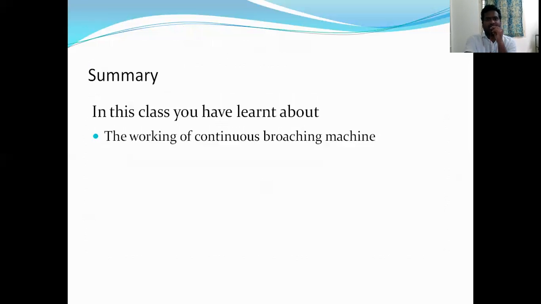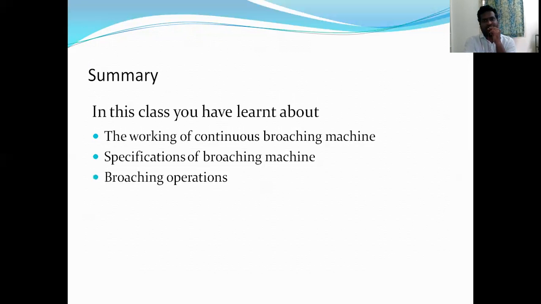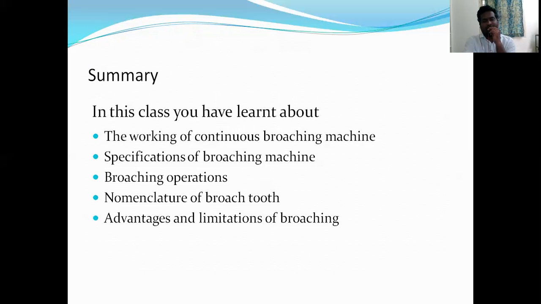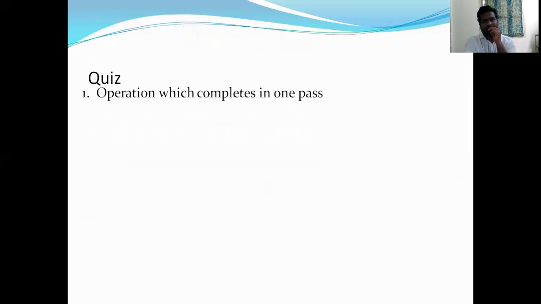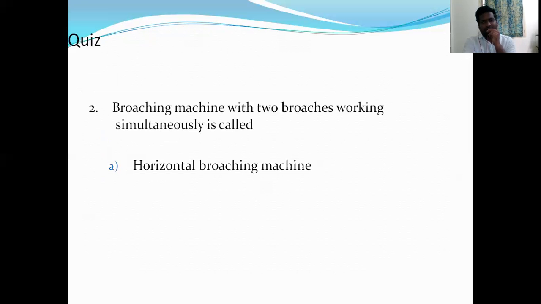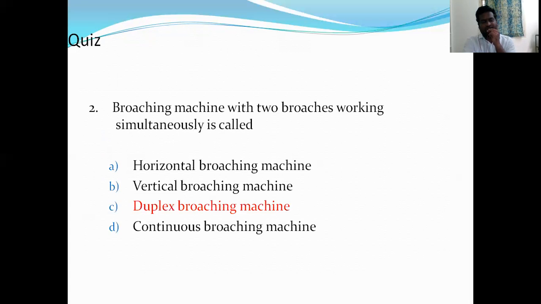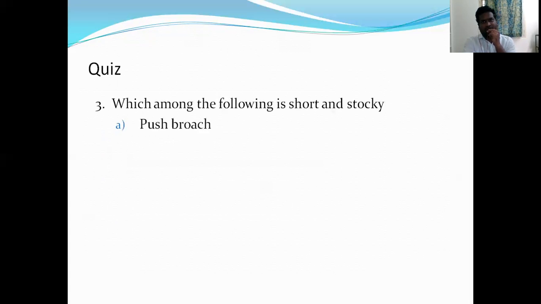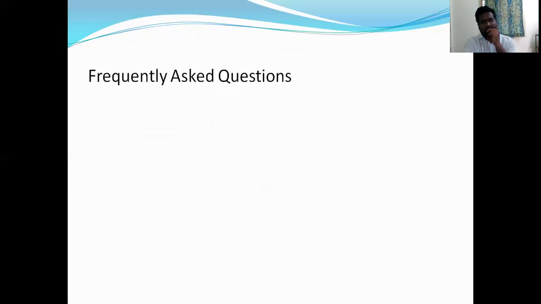Right? Let us summarize. We have learned the working of the continuous broaching machine, specifications of broaching machine, broaching operations, the nomenclature of broach tool, and advantages and limitations of broaching. Now some questions. Which operation completes in one pass: turning, filing, broaching, shaping? Broaching. A broaching machine with two broaches working simultaneously is called a duplex broaching machine. Which among the following is short and stocky: push broach, pull broach, none of the above? Push broach is the short one, right?